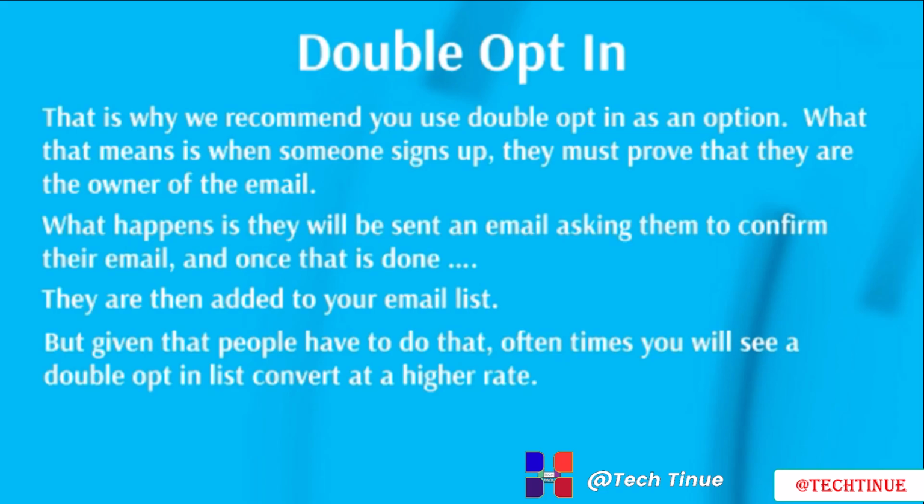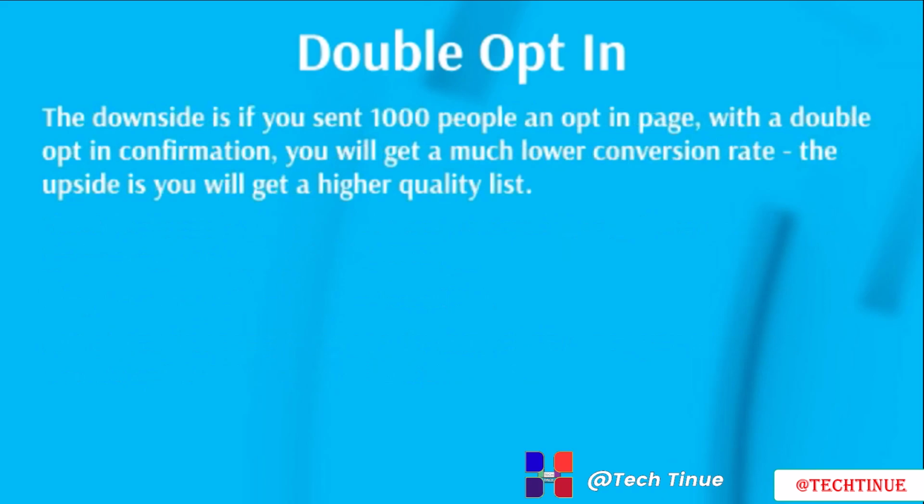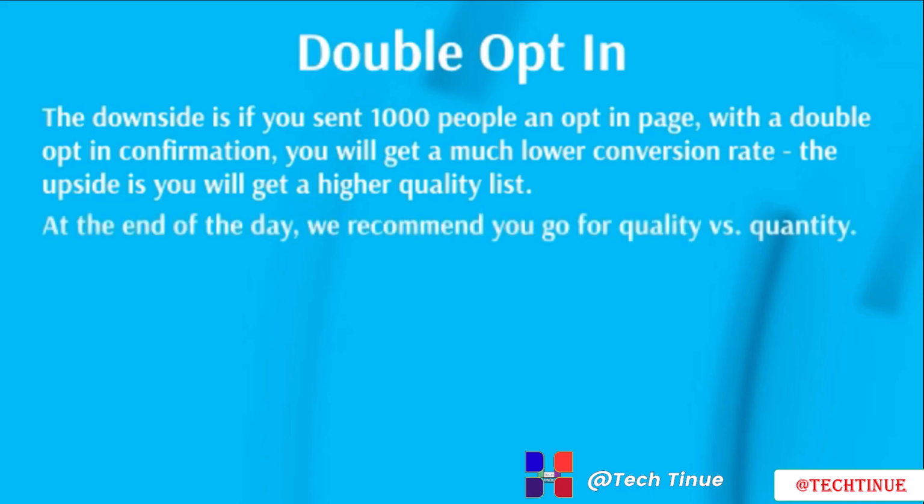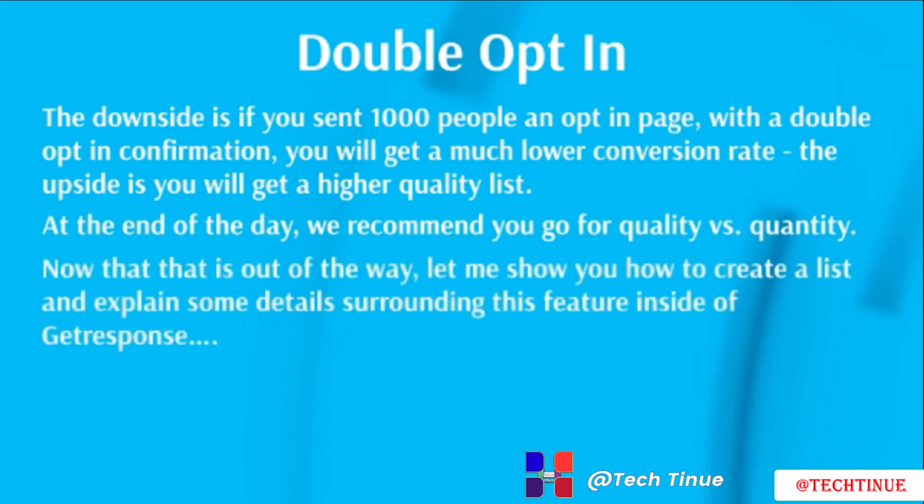So that's why we found in our tests that you will actually get a higher rate of opens, a higher click-through rate. So like I said earlier, the downside is if you send 1,000 people to an opt-in list, that's going to be a much lower conversion rate. But at the end of the day, we recommend that you go for quality versus quantity.